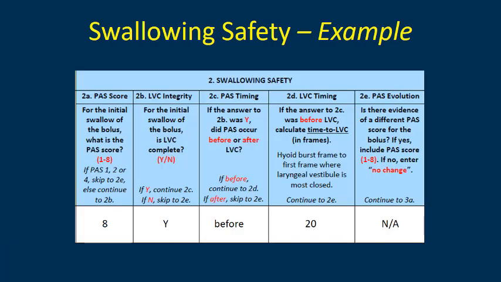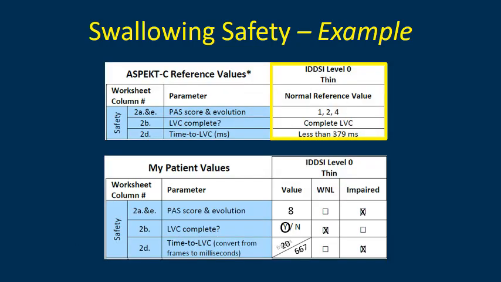Now that we have all the measures required to compare our patient swallowing safety to healthy swallowing norms, we are ready to move the values to the next part of the worksheet for this comparison. Using the ASPEKT-C reference values, we can determine whether our patient's measurements are within normal limits for each consistency. For this case, the pass score of 8 is impaired as compared to 1, 2, and 4 in our reference value chart. The LVC is within normal limits since it was complete. However, the time to LVC is impaired.